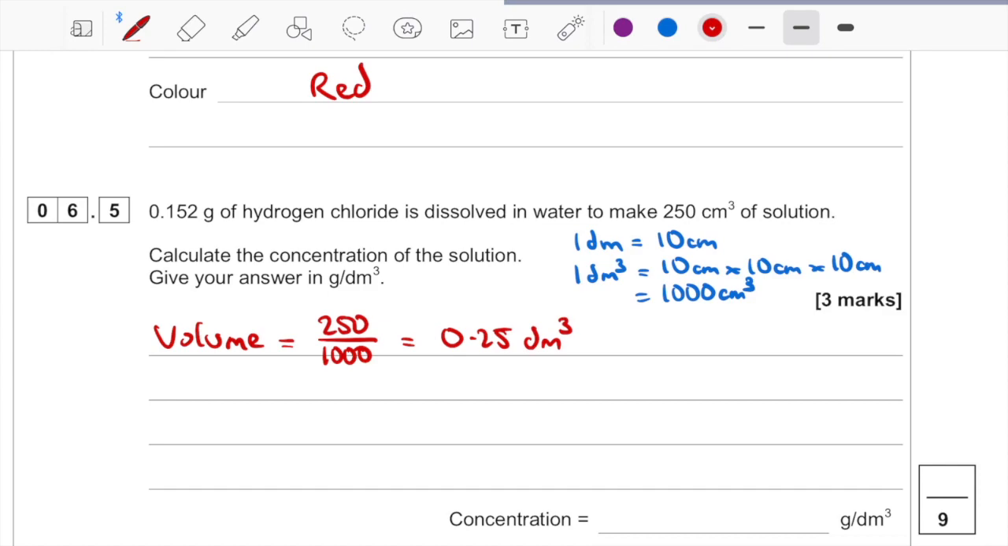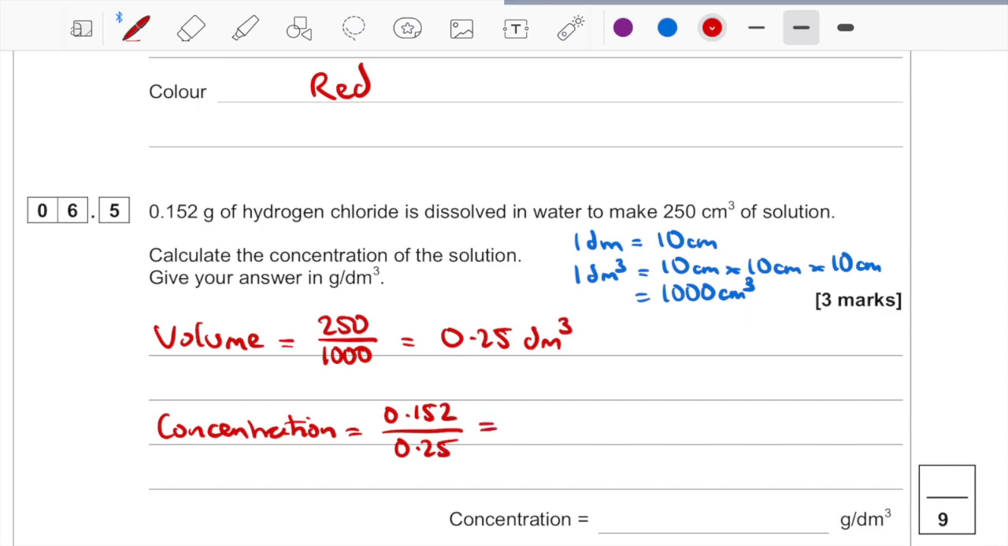So now we're being asked to work out the concentration, and you could be sat there going, oh no, what is the equation for that? What's the formula for that? They've given it to you. When you look at that, that is grams divided by decimeters cubed. And we know that the grams is 0.152. And we know the decimeters cubed is 0.25 because we've just done that conversion.